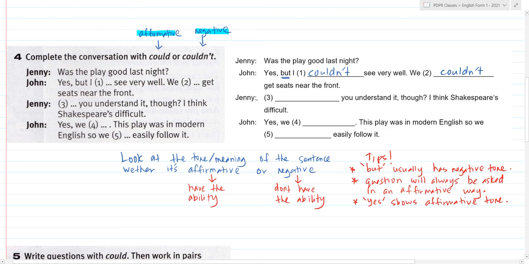Alright? Okay, so next, Jenny, number 3. Okay, this is a question. Question will always be asked in an affirmative way. So the answer here is could. Could you understand it though? I think Shakespeare's difficult. Kamu boleh faham kan? Saya rasa Shakespeare ni susah. Okay, John answered, yes. Okay, yes here, affirmative. Yes, we could. This play was in modern English. Drama ini dalam English modern. So we, okay, dia menerangkan kenapa mereka boleh faham. So we could easily follow it. Okay, this is the answer for part 4.